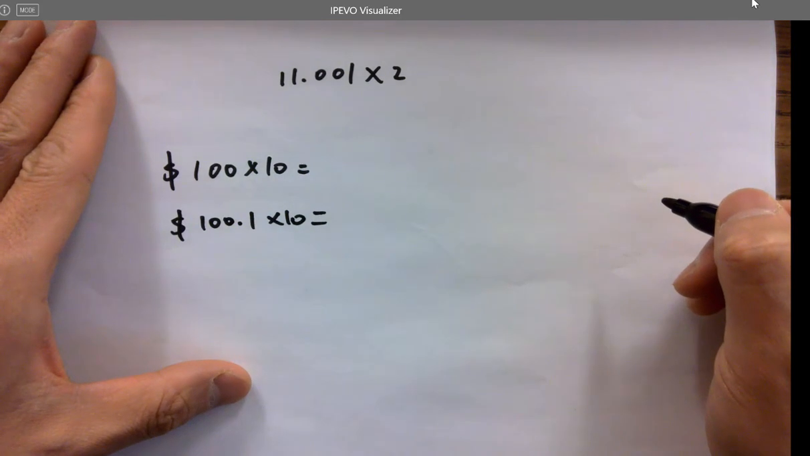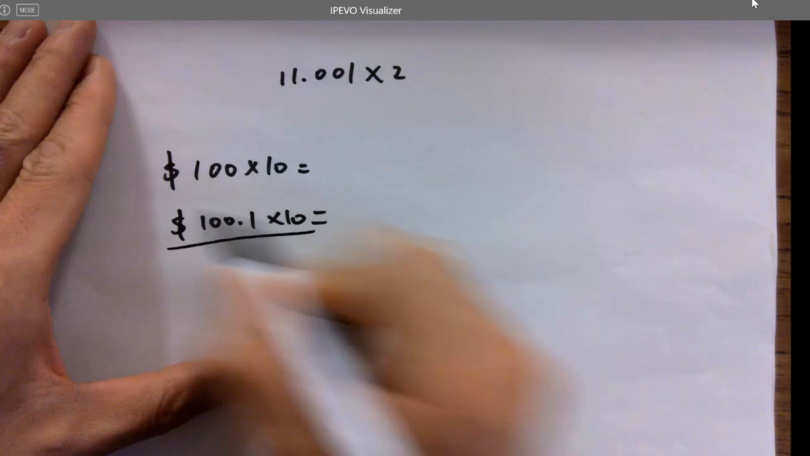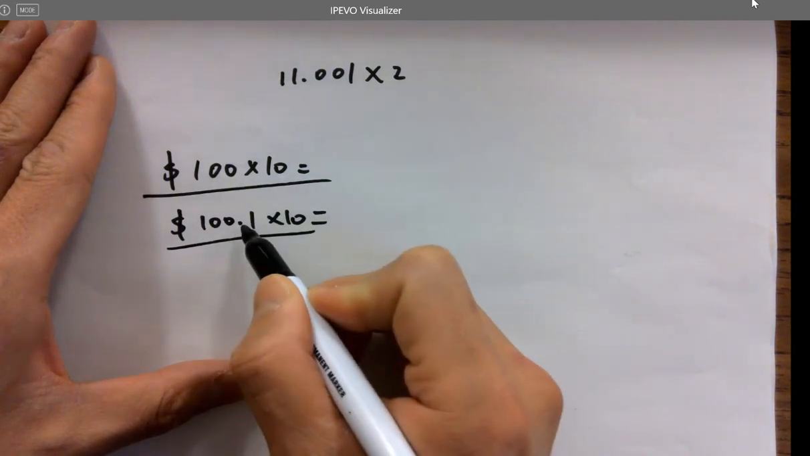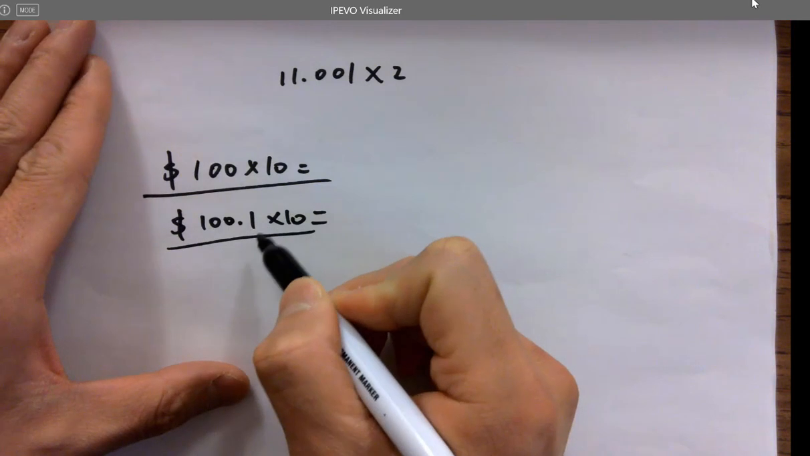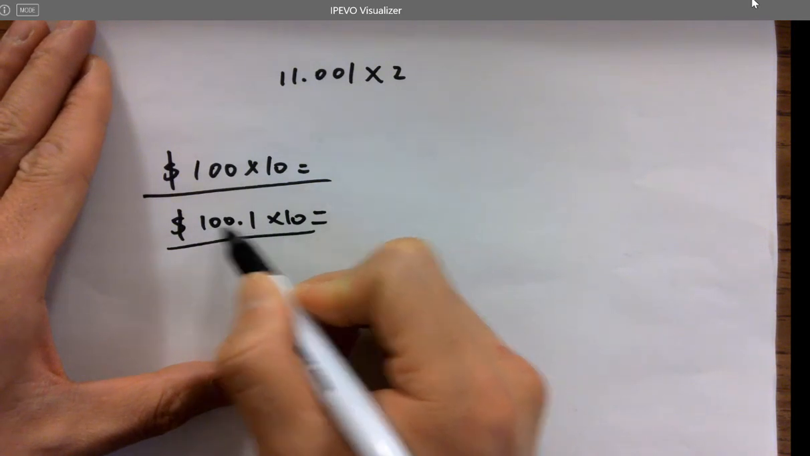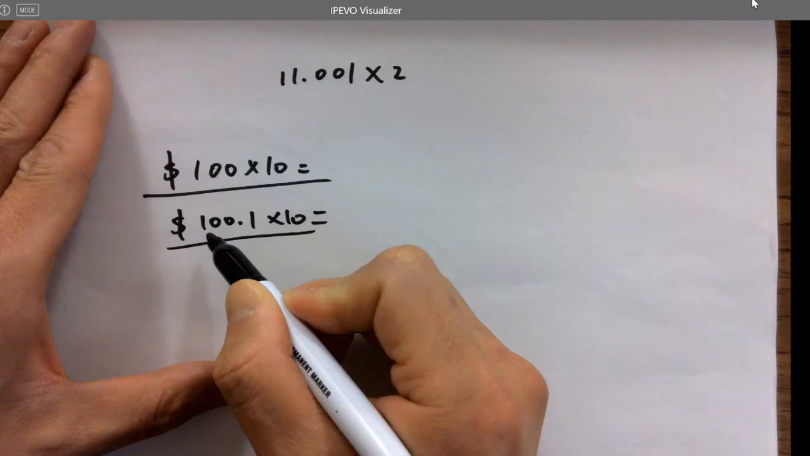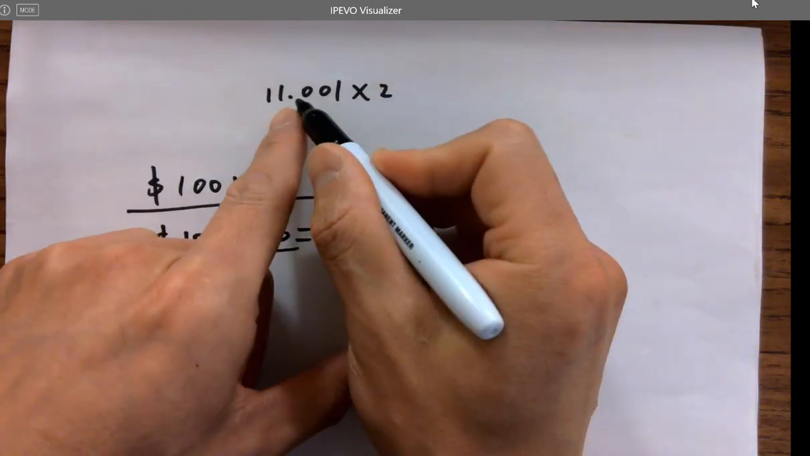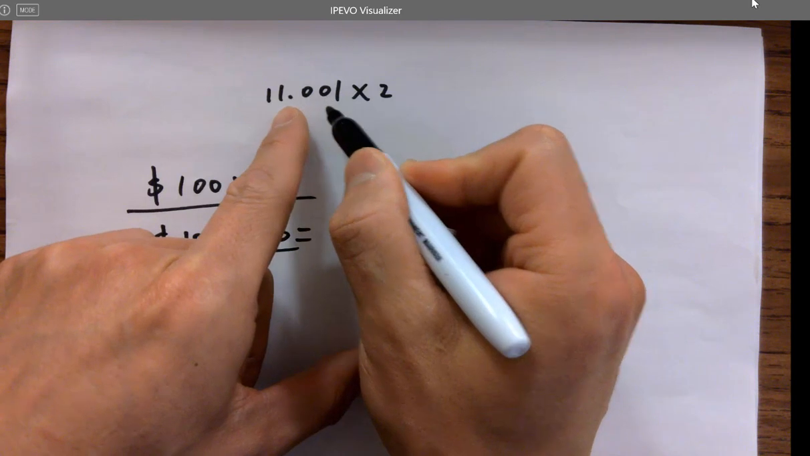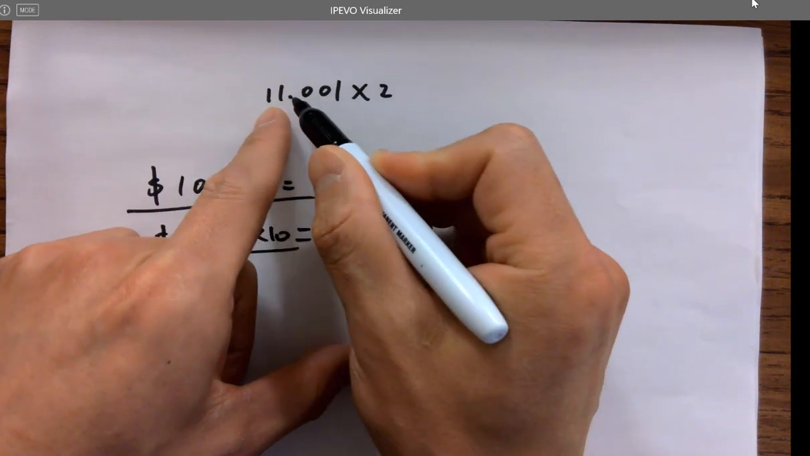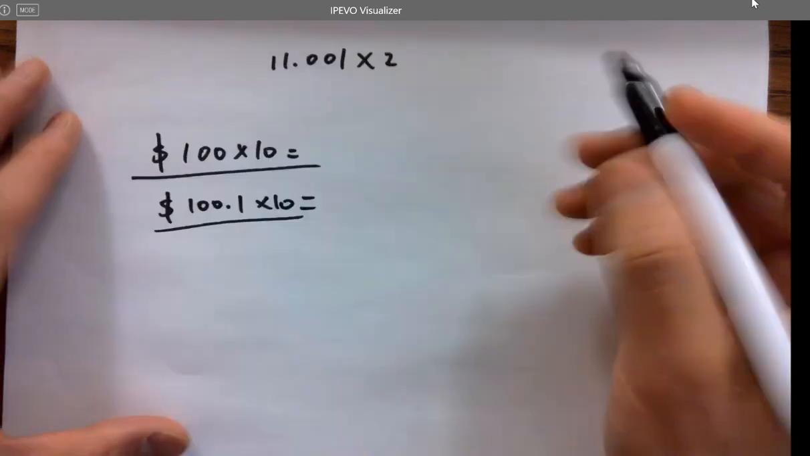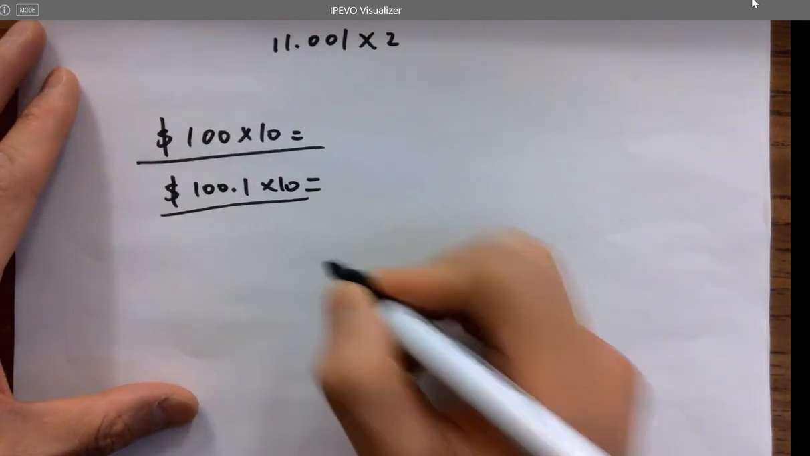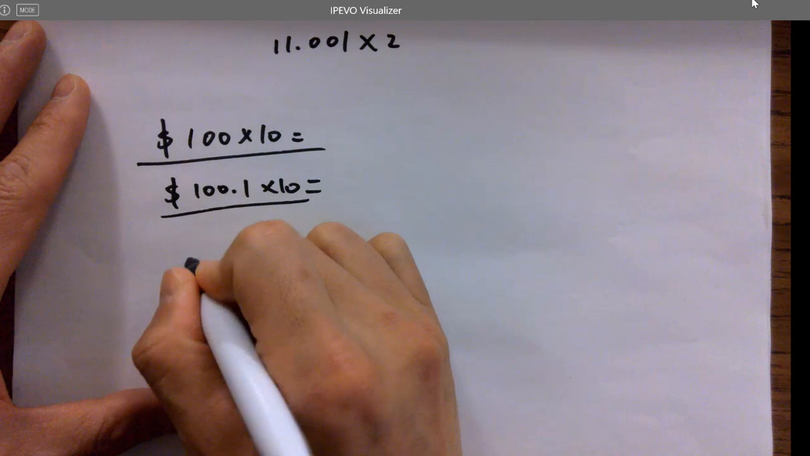1,001. Okay. So in decimal, when you times 10, you are moving the decimal point to the right. And if you divide by 10, you are moving the decimal point to the left. But in binary, when you times 2, you move the binary point to the right. If you divide by 2, you move the point to the left.